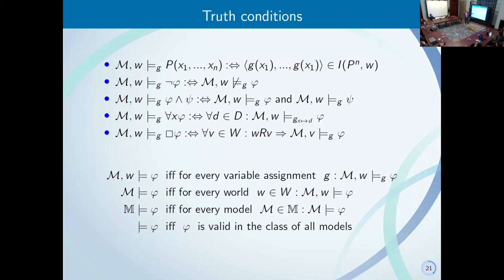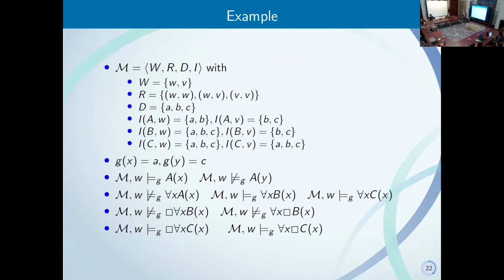So we say it's true in the world if it holds for every assignment. It's true in the model if it holds in every world. It's true in a class of models if it holds in every model. And generally, the formula is valid if it holds in the class of all models. This looks exactly like it's done in the propositional case: in every world, we check if in every adjacent world the formula is true. I think I put an example here, right?